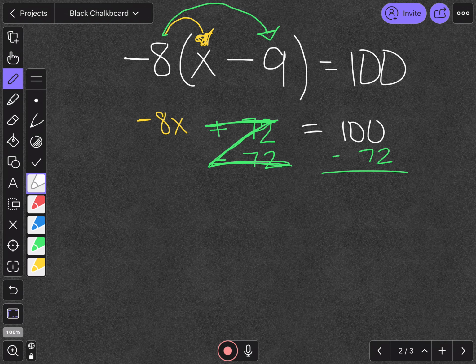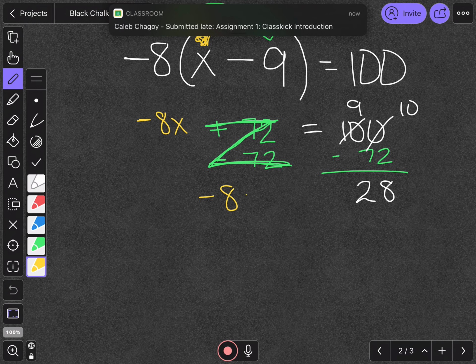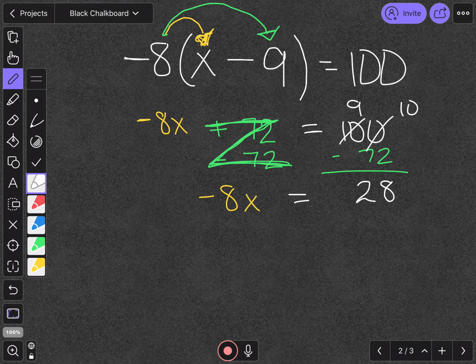100 minus 72 is going to be 28. And so I'm left with negative 8x equals 28. Then I'm going to divide because negative 8x is already being multiplied. So I need to do the opposite, which is dividing. I'm going to divide by negative 8. x equals 28 divided by negative 8.